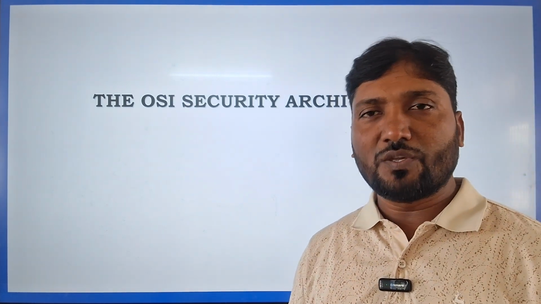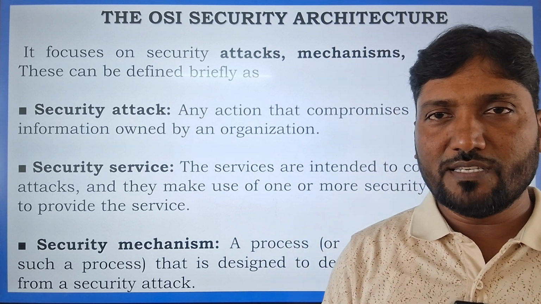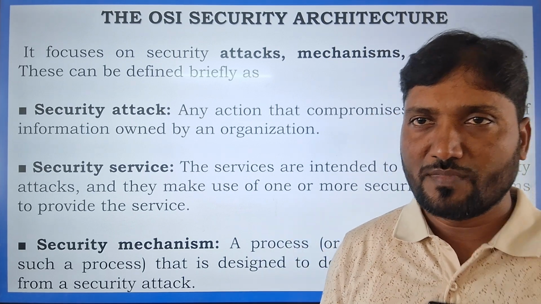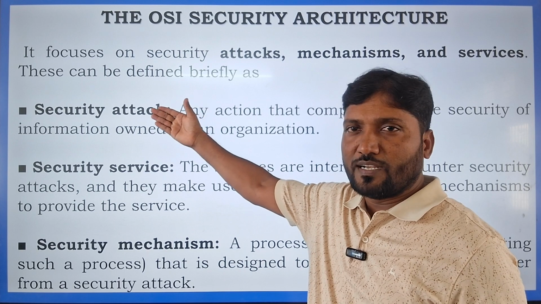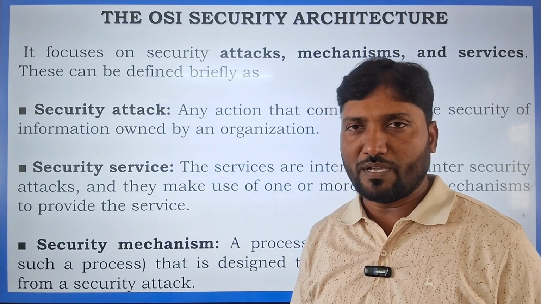The OSI security architecture covers three important things. The first one is security attack, the second one is security services, and the third one is security mechanisms.